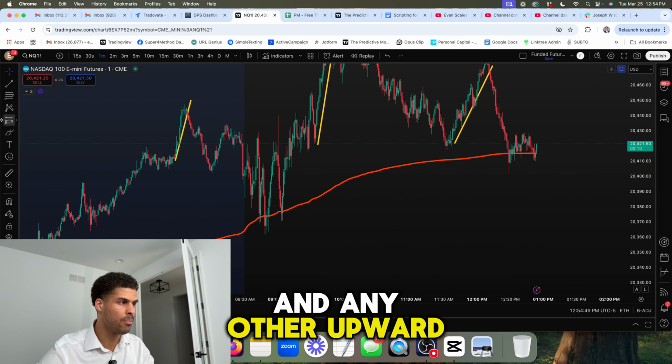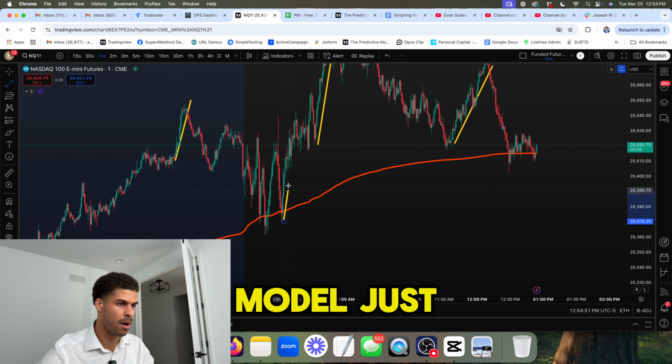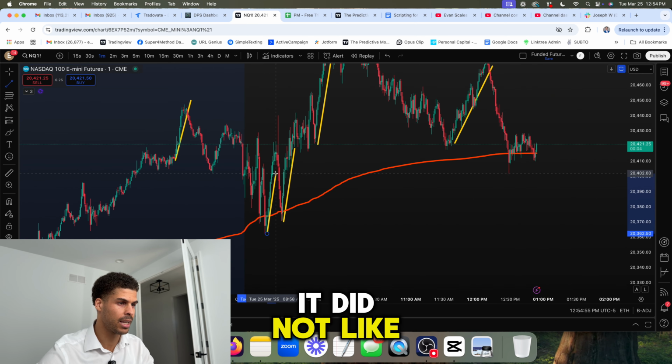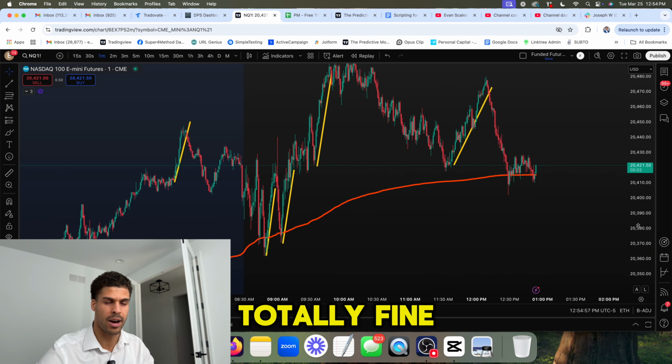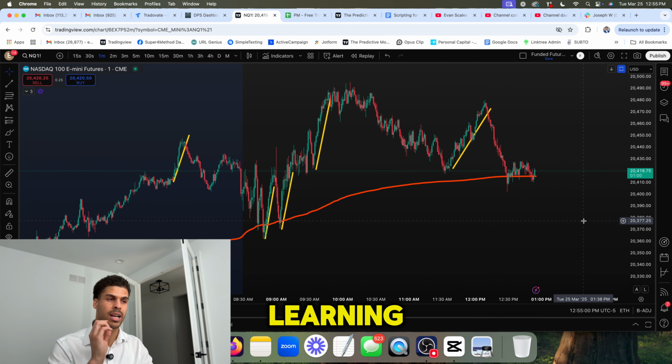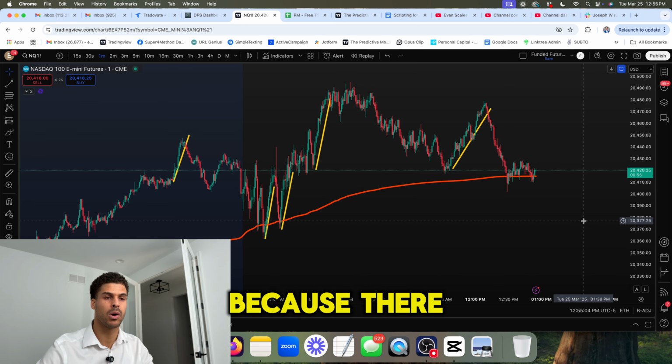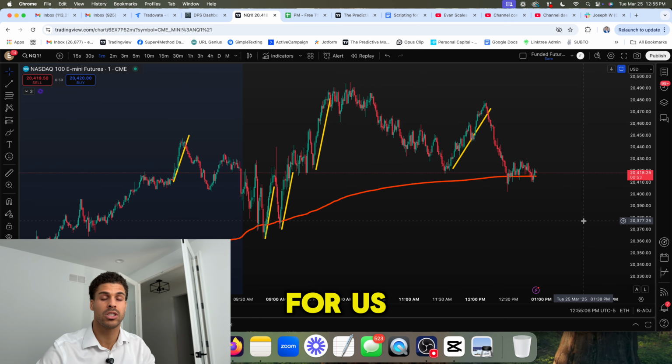And any other upward move that there is that right now the model just doesn't catch very well. We had this issue with ChatGPT a little bit. It did not like signaling longs, which is totally fine. But this is machine learning. We need to update these parameters so that we get the best of both worlds because there will be a time when it makes sense for us to only look at longs.